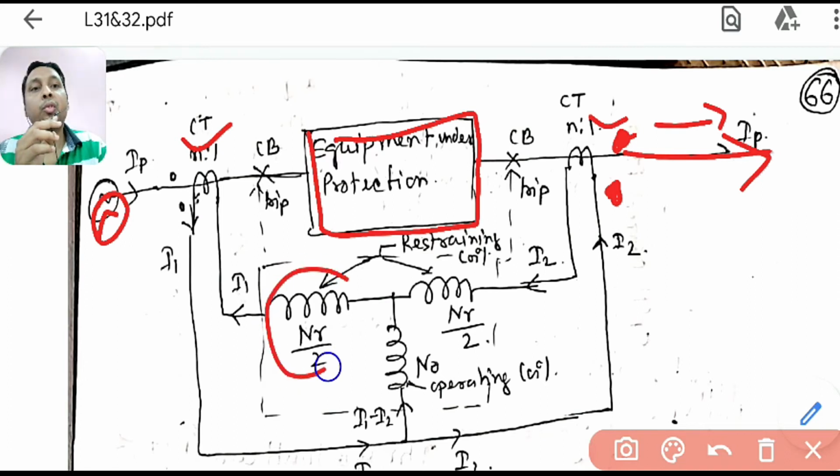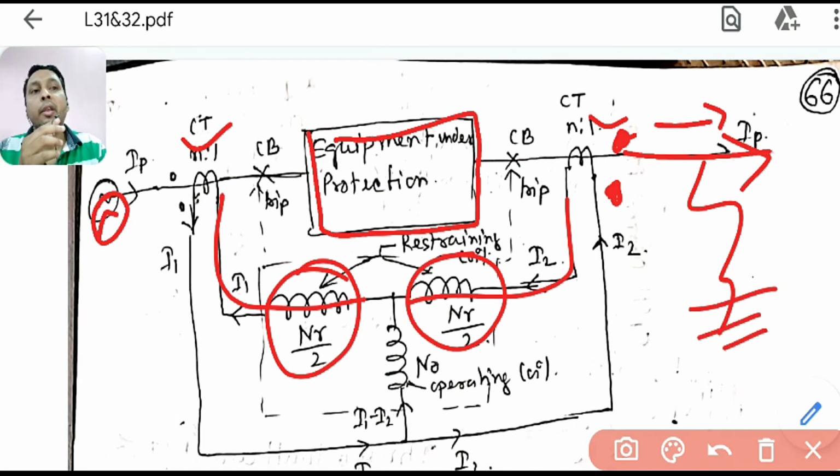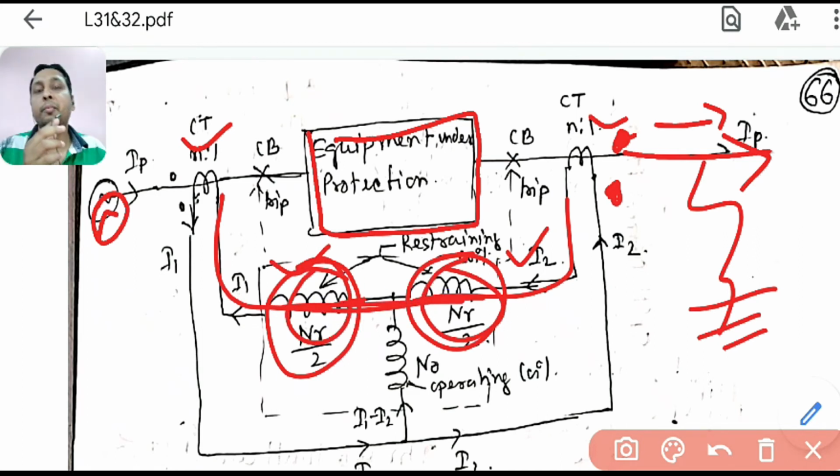They have put in two coils of NR/2, NR/2, which are known as restraining coils, through which the currents I2 and I1 flow. So if there is an external fault outside, it is likely that your I2 will also increase, and I1 will also increase. So the torque produced by these two coils will also increase, which will hold it back. So how much it will hold it back, what is the property and what is the derivation of this?